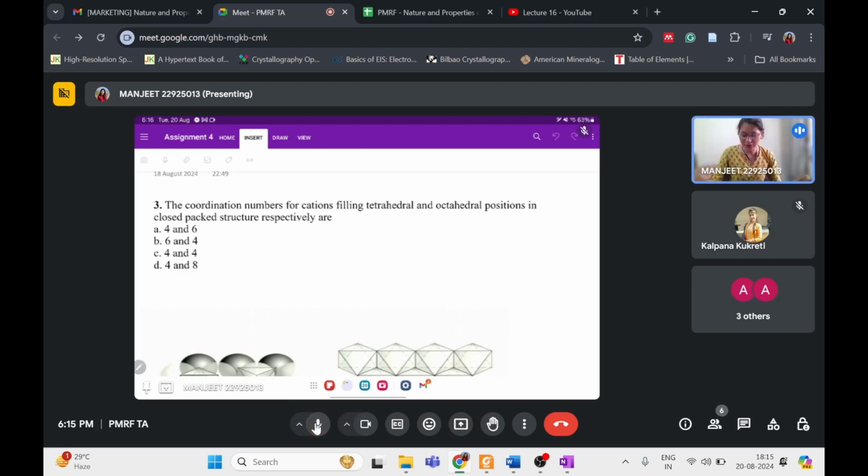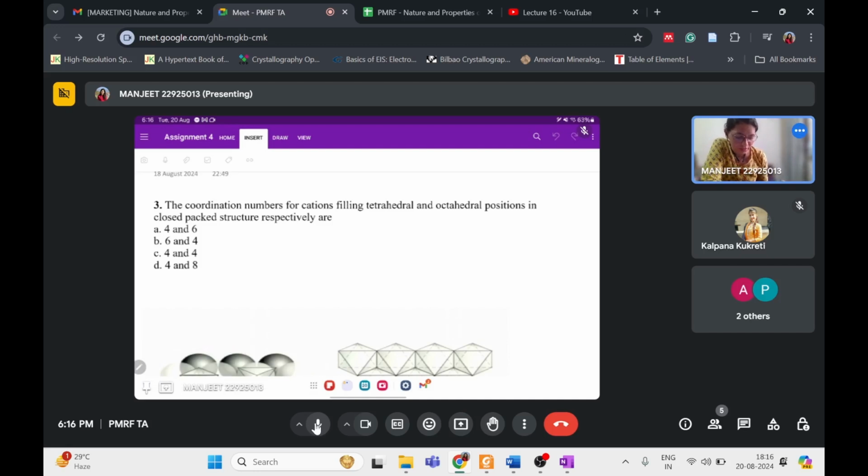So in question number 3, it is asked what is the coordination number for the cation filling the tetrahedral and the octahedral position in the closed packed structure, respectively. So what will be the coordination number for the cation if it is the octahedral one and if it is the tetrahedral one?